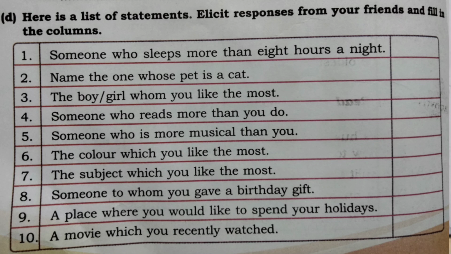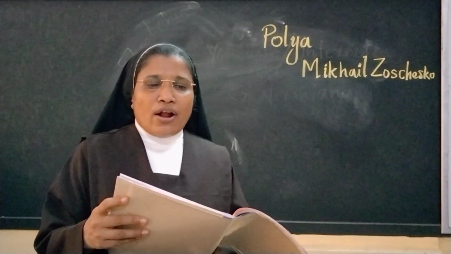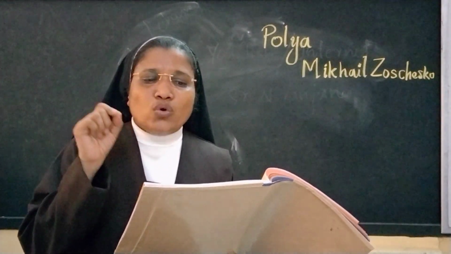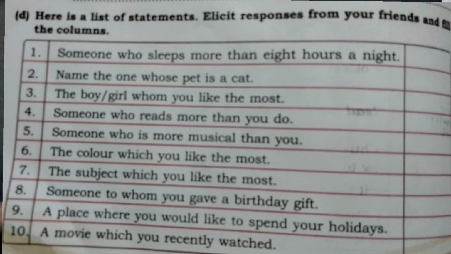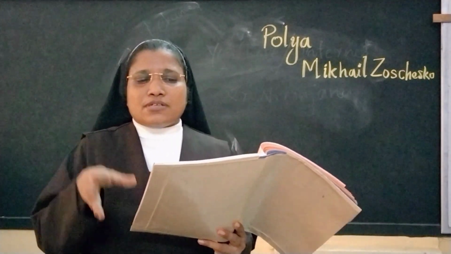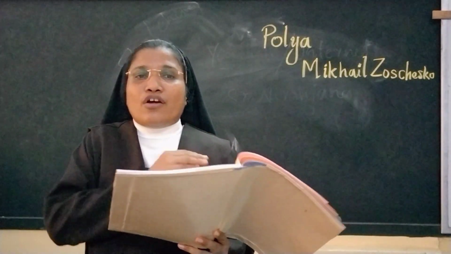Page number 98, you can ask your peer group of friends and write the answer. One of the answers may be like this. Rahul is the one who sleeps more than 8 hours a night. So instead of Rahul, you can add someone else's name here. And then you can proceed with the sentence, that is, the one who sleeps for more than 8 hours at night. So first you have to find out who it is.